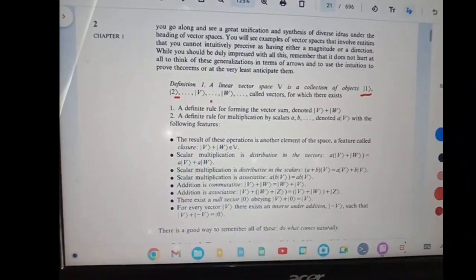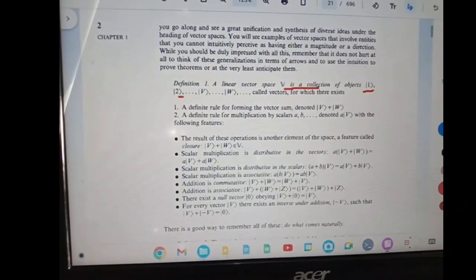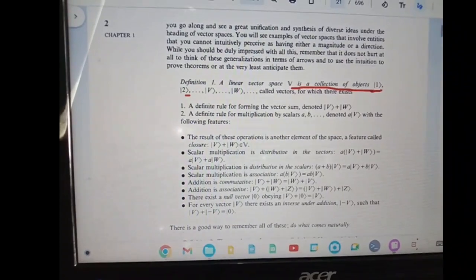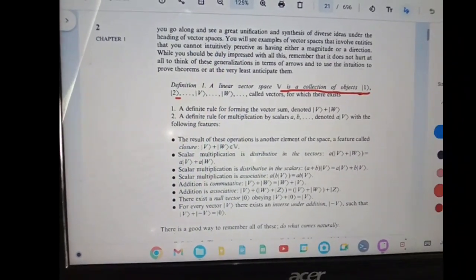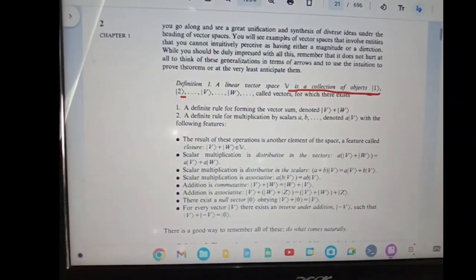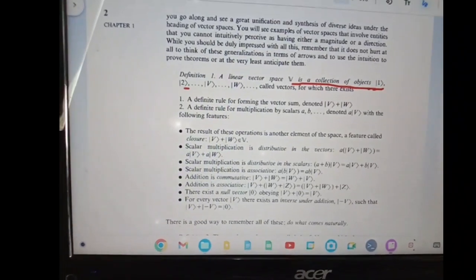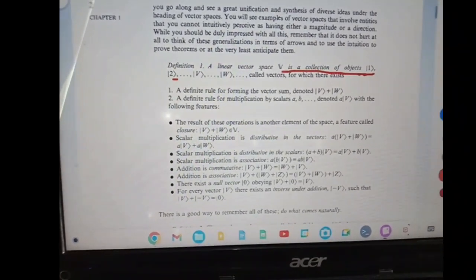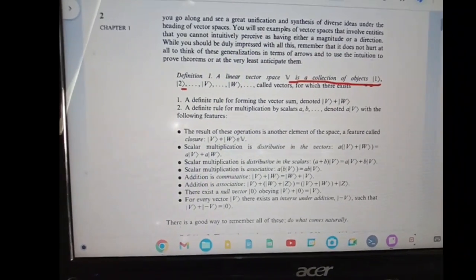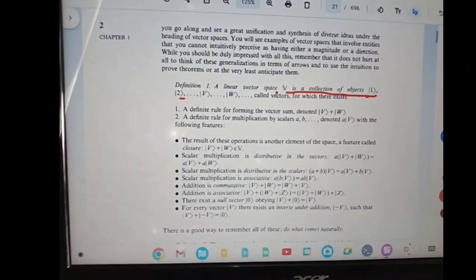So what is a linear vector space? A linear vector space is a collection of objects. Now what are the objects? The objects are nothing but the vectors. So we can say that a linear vector space is nothing but a set of vectors. As we studied with sets, a set is a collection of objects. So a linear vector space is denoted by V.